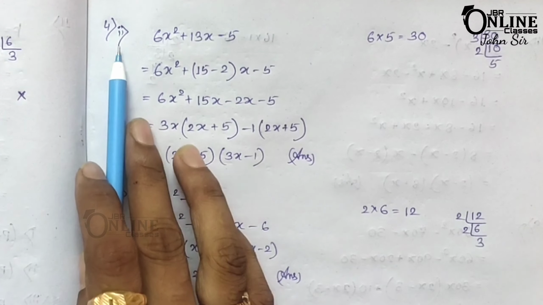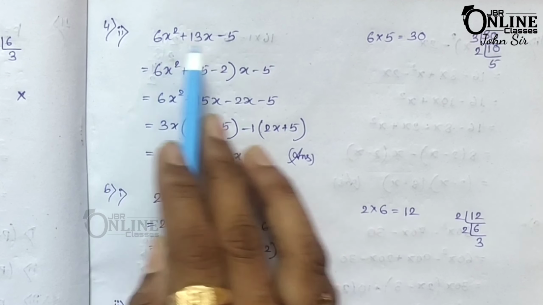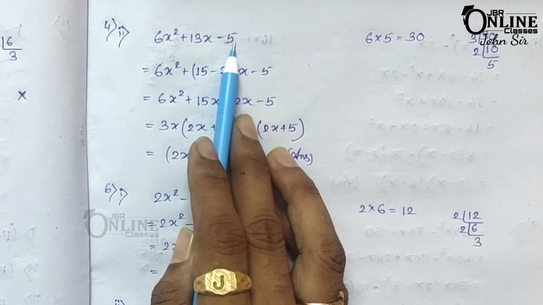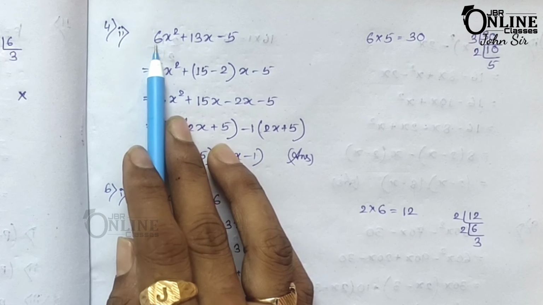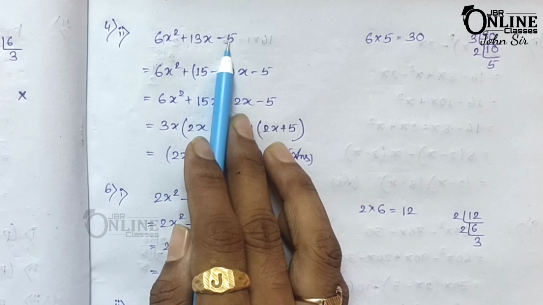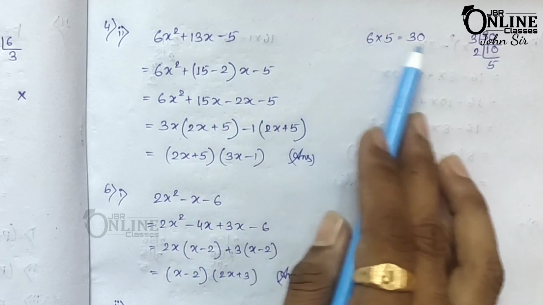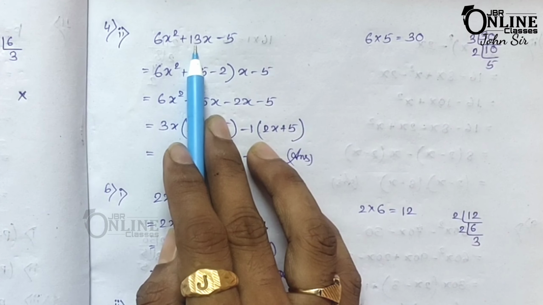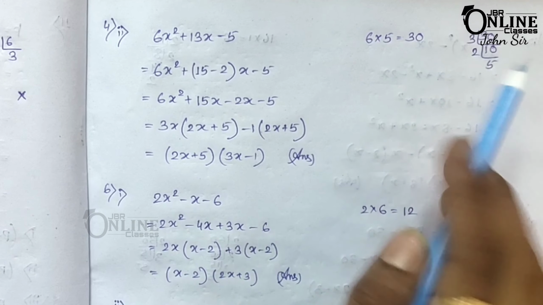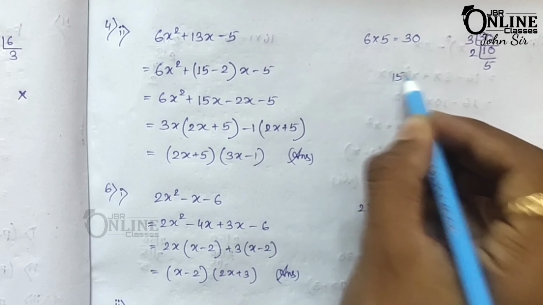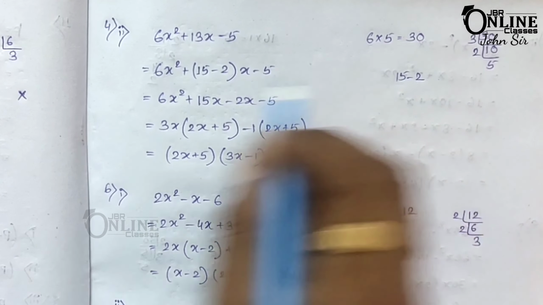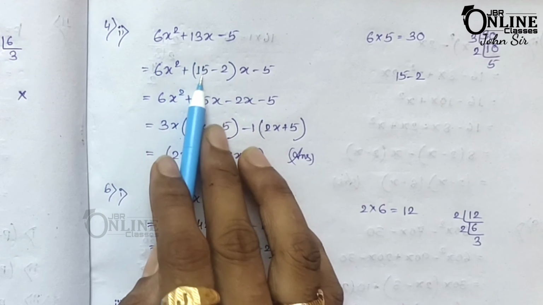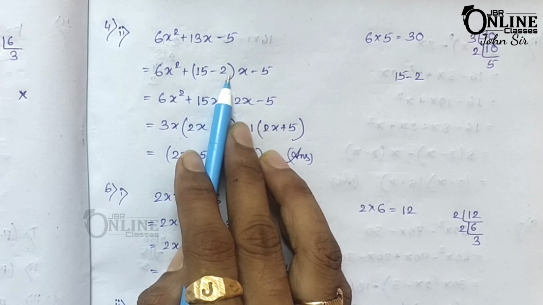Now sum number 4 2, 6x square plus 13x minus 5. So here the coefficient of x square is 6, the constant term is 5. So 6 into 5 becomes 30. Now factorize 30, you will get 3, 2 and 5. With the help of 3, 2 and 5 you have to make 13. So 5 into 3 becomes 15, and then 2, so 15 minus 2 becomes 13. So instead of 13 write 15 minus 2.